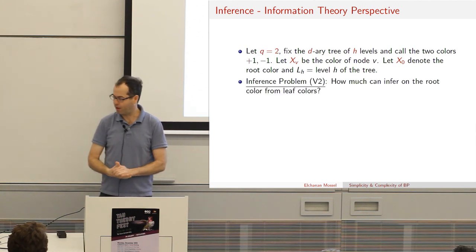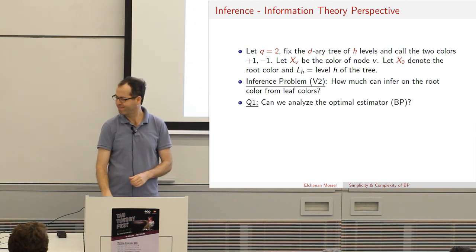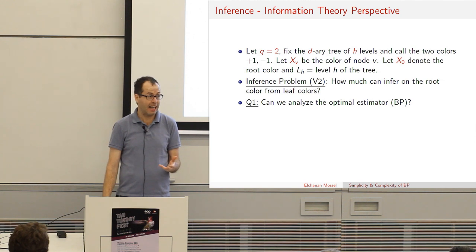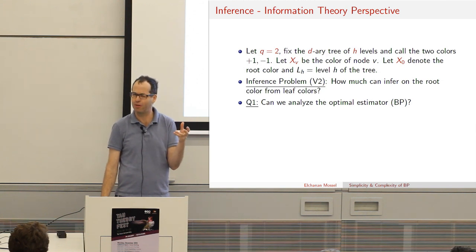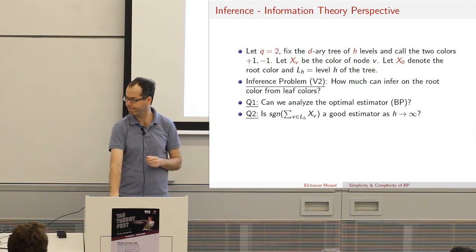So what we wanted to ask before is how much can we say about the color of the root from the color of the leaves? In particular, can we analyze it? We know what the optimal algorithm is. We understand what it is, right? It's a very simple algorithm. The question we want to ask is to analyze this algorithm. Does it make sense to apply this algorithm, or is it going to return garbage? It's going to return half-half in the case of blue and red.